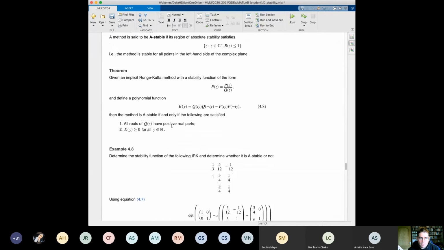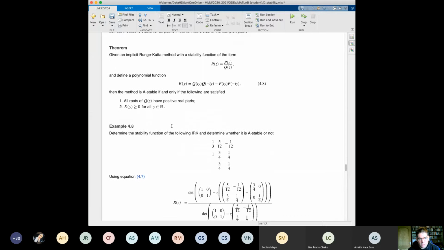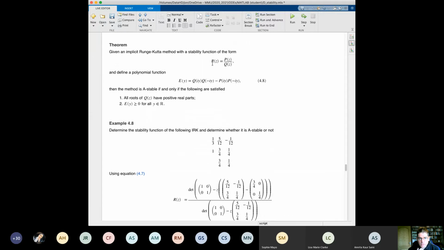Now, how can we tell whether a method is A-stable if we have our stability function in this form, R(z) equals P over Q. P(z) is a polynomial and Q(z) is another polynomial. We define this function E(y). A method is A-stable if the roots of the denominator of our R(z) have positive real parts, and if E(y) is greater than or equal to 0 for any y in the real numbers.